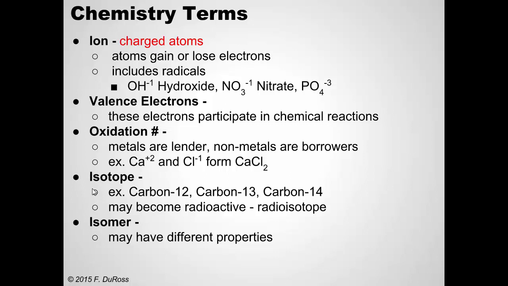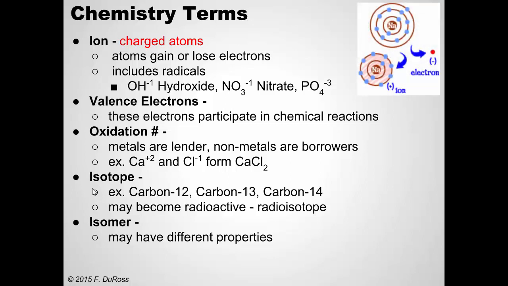Valence electrons, those are the outermost electrons. Okay? So here we have an example of sodium. And sodium, if it loses an electron, it becomes a sodium ion with a positive charge because it lost one of its electrons. Valence electrons are the outermost electrons, the electrons in the outermost shell. And these are the electrons that participate in chemical reactions, that interact with other atoms, that can be shared with 2 atoms or given away to another atom.